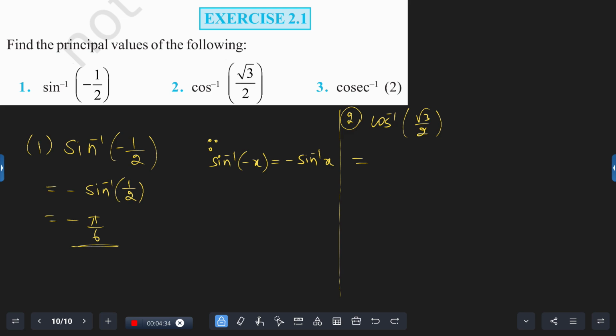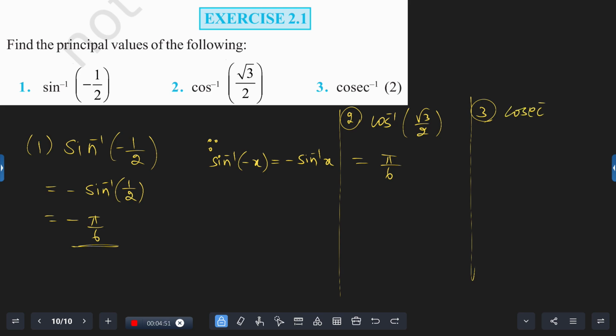60 degree. Cos 60 is 1 by 2, and cos 30 degree means pi by 6. So cos inverse of root 3 by 2 is pi by 6. Understand? Next, the third one. What is that?